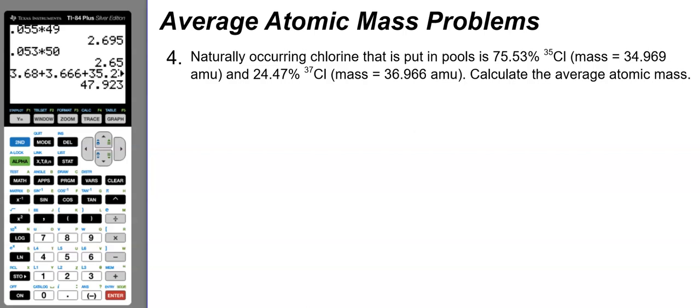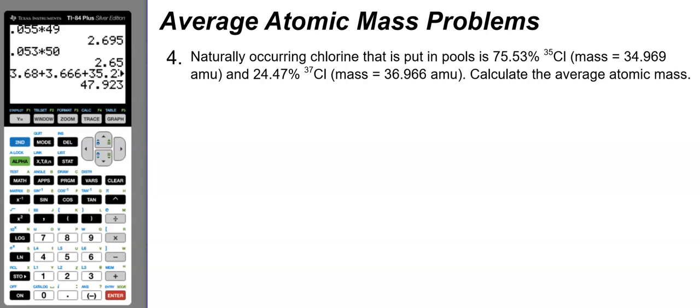Alright, we are continuing to look at average atomic mass problems, starting with number 4, which says naturally occurring chlorine that is put in pools is 75.53% chlorine-35 with a given mass, and 24.47% chlorine-37 with a given mass. Calculate the average atomic mass.